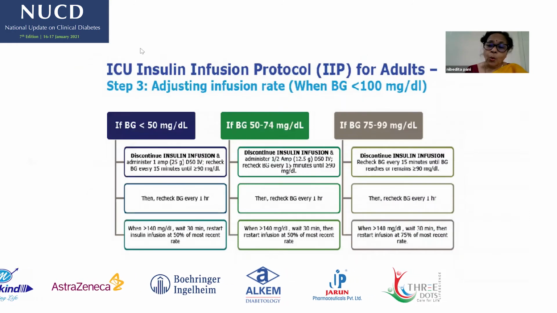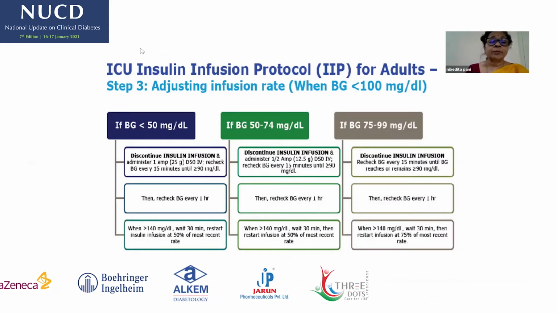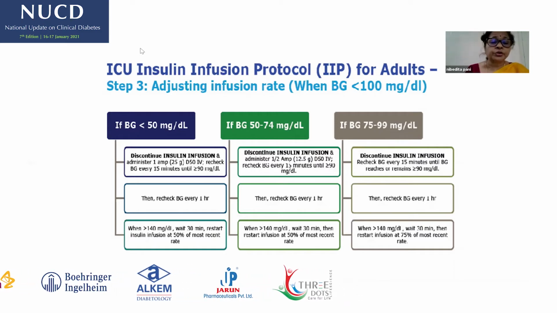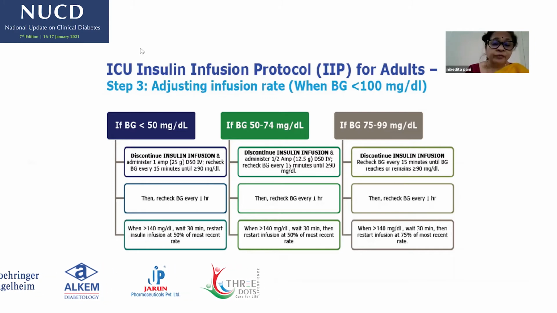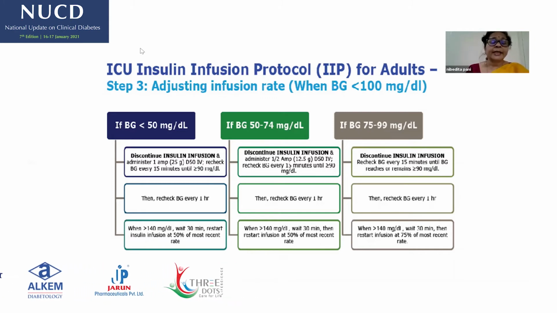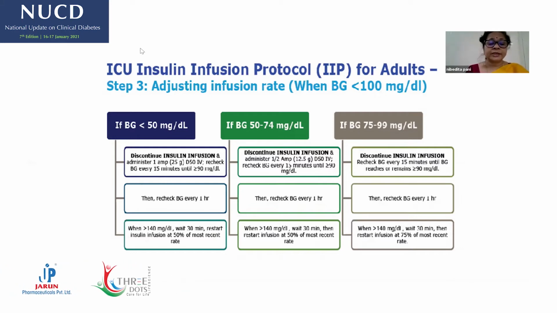So suppose you have given the ICU infusion, and the blood glucose is less than 100. If the blood glucose is less than 50, discontinue insulin infusion, give D50 IV, and recheck the blood glucose every 30 minutes until more than 90. Then recheck every 1 hour. When more than 140, wait 30 minutes, then restart insulin at 50% of the most recent rate.